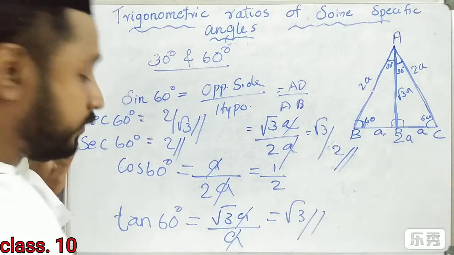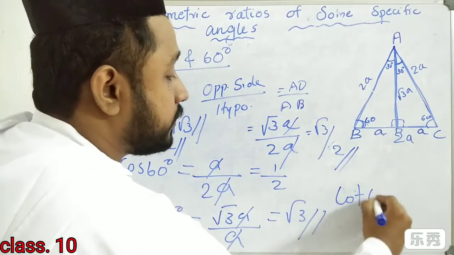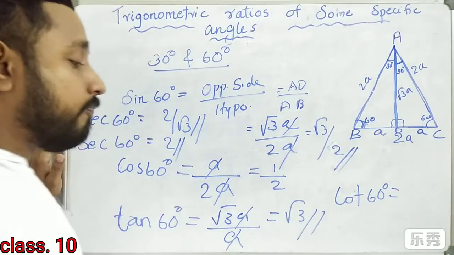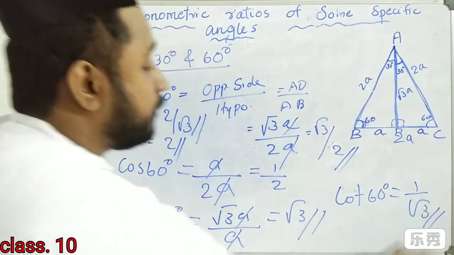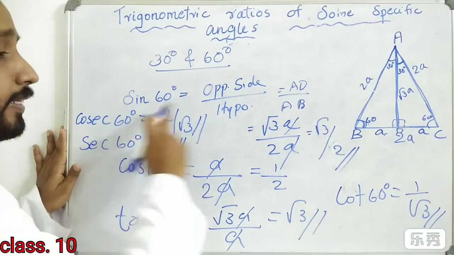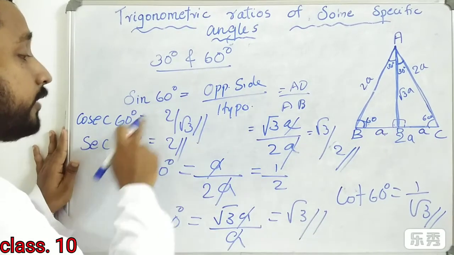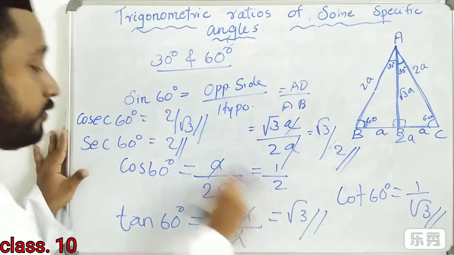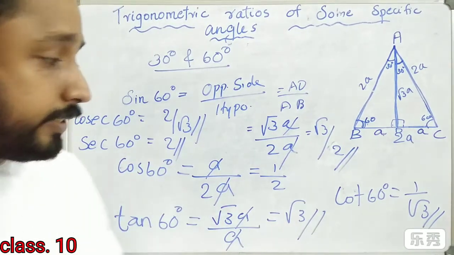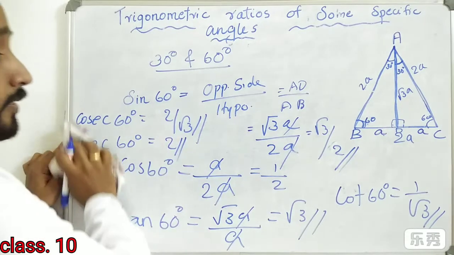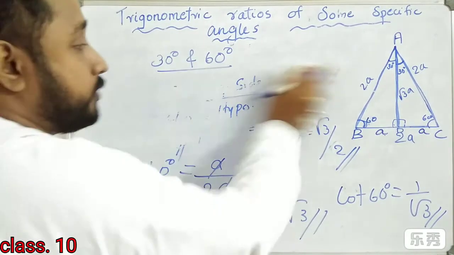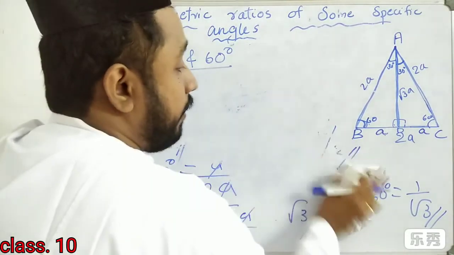Tan 60 is equal to root 3. Therefore, cot 60 is equal to reciprocal of root 3, that is 1 by root 3. So we found sin 60 as root 3 by 2, cosec 60 as 2 by root 3, cos 60 as 1 by 2, sec 60 as 2, tan 60 as root 3, and cot 60 as 1 by root 3. So we found the ratios of angle 60 degree.